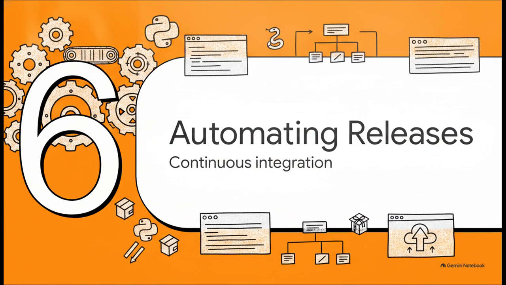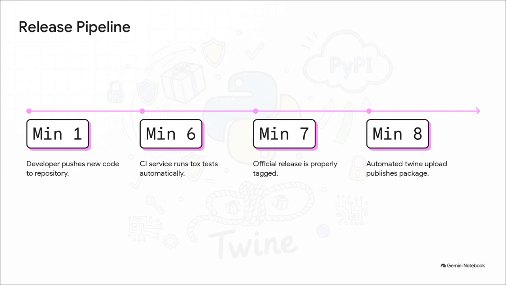Finally, section 6, automating releases. Let's see how the pros do this. Real-world open-source projects eliminate manual error-prone human typing entirely. When a dev pushes new code, a continuous integration service automatically runs the tests using tools like Tox. Then, once an official release is properly tagged, that exact same CI service automatically triggers the Twine upload command for you. It's completely hands-off, highly secure, and perfectly consistent every single time.